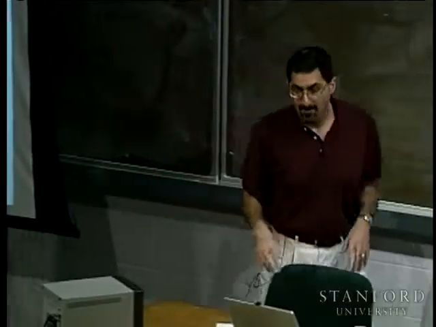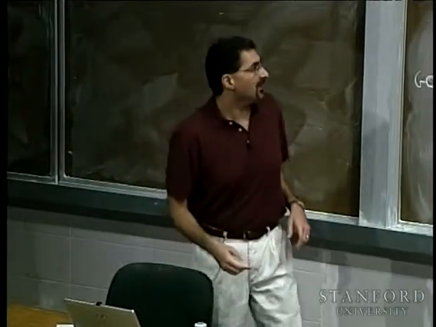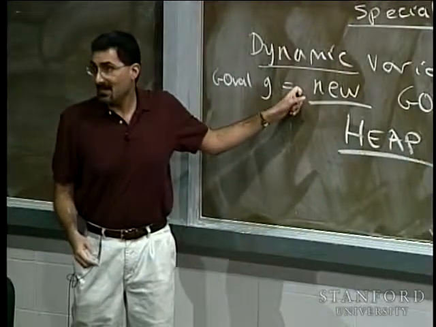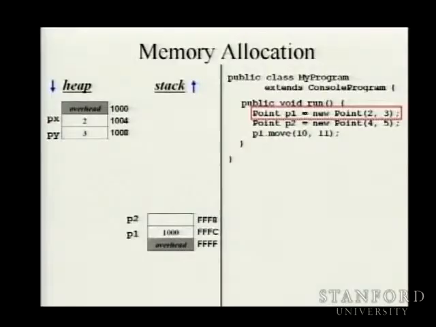Now what are you going to do? I'm going to say, well, I want to create that first point. I'm going to call new. If I'm calling new, that's going to be a dynamic variable, which means it's going to come from the heap. So here's what happens. I call this line. I say p1 equals new Point(2, 3).